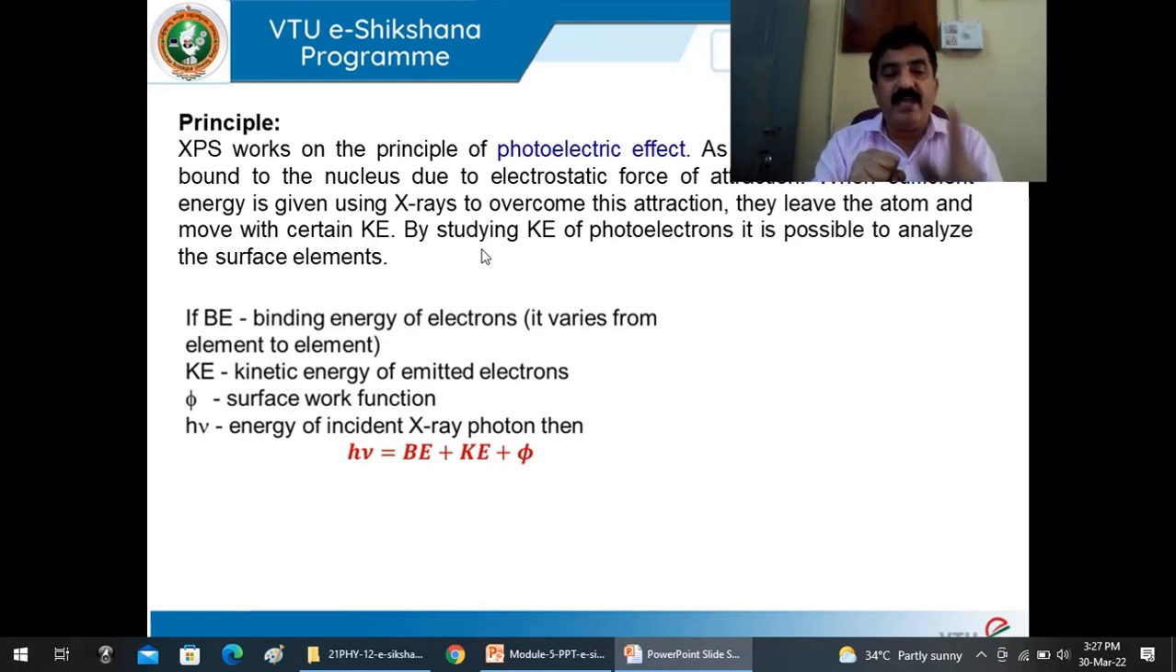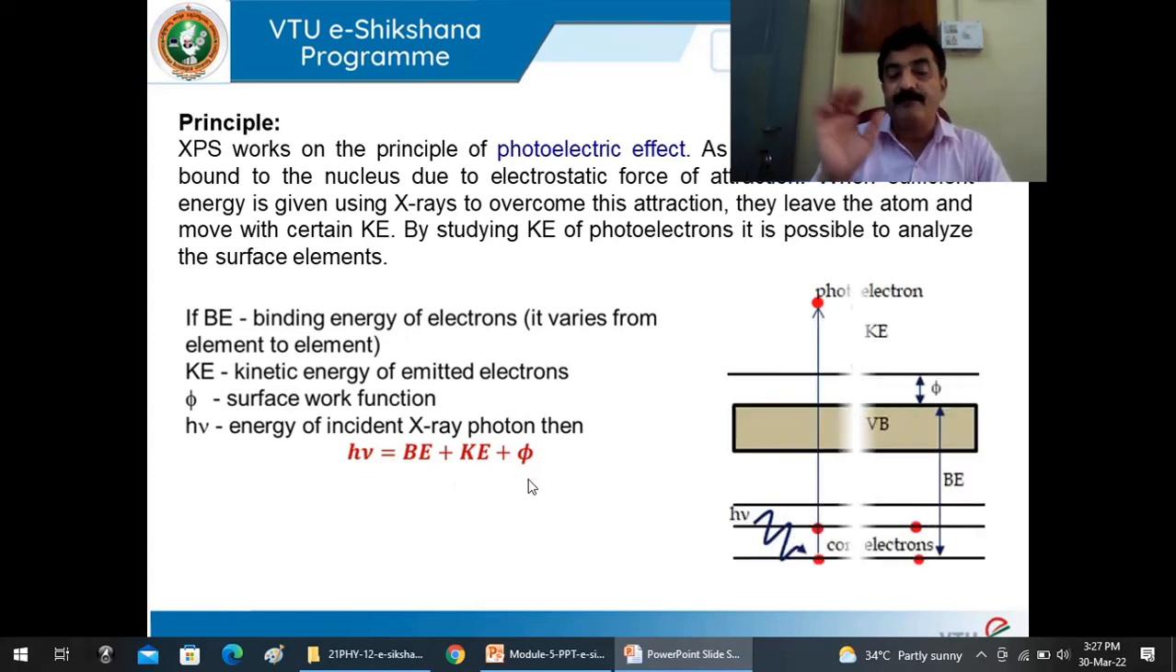If you give E amount of energy, or h nu amount of energy, that will be utilized for binding energy purpose, work function purpose, and then kinetic energy purpose. That means h nu is equal to BE plus KE plus phi. This is the equation connecting all the energies. Look at this diagram. I supply one electromagnetic radiation.